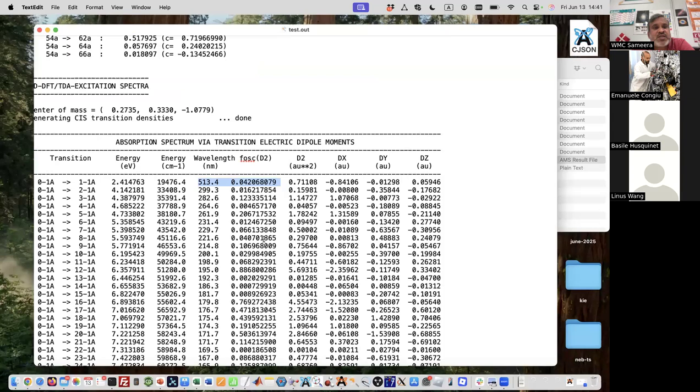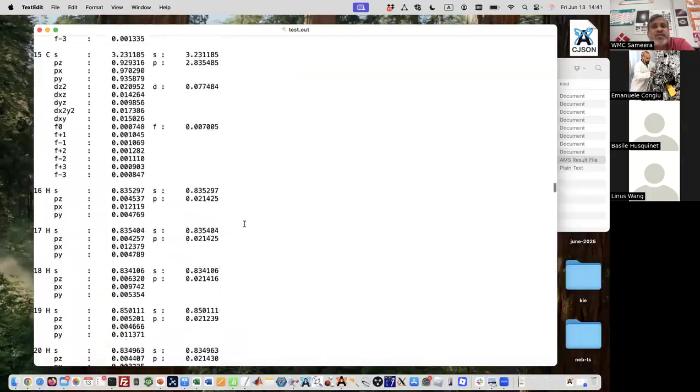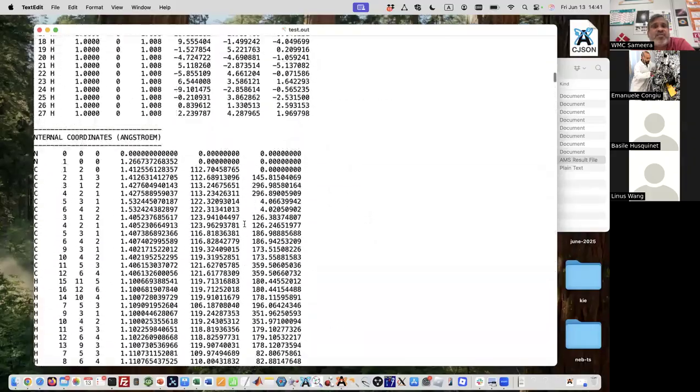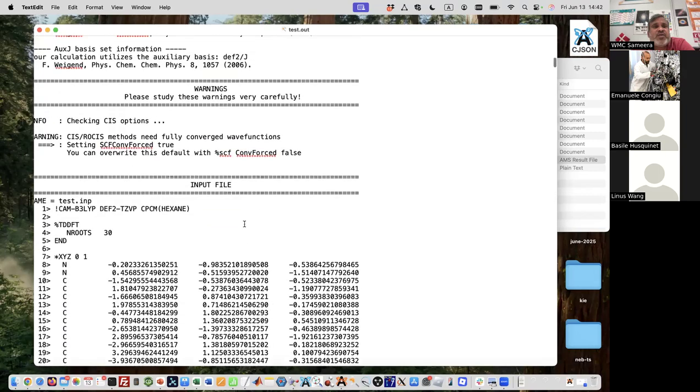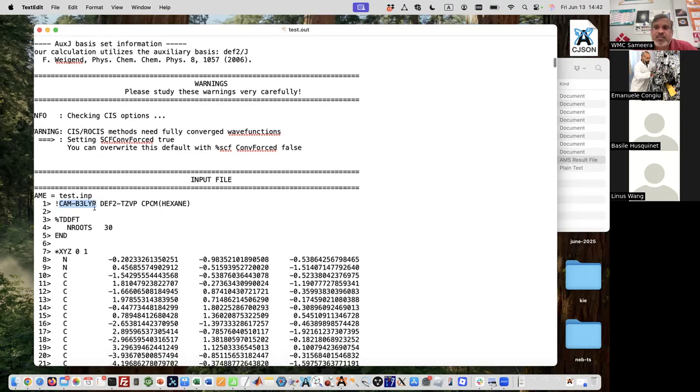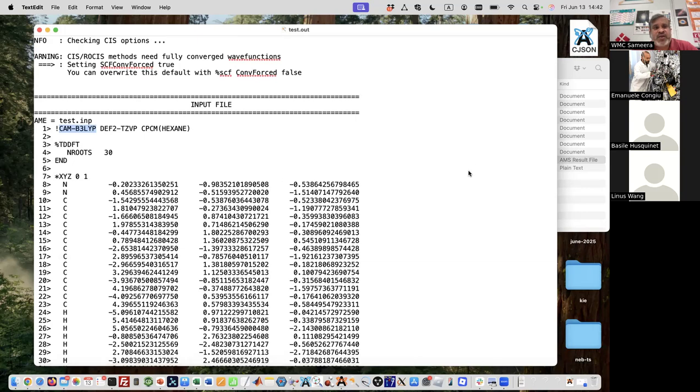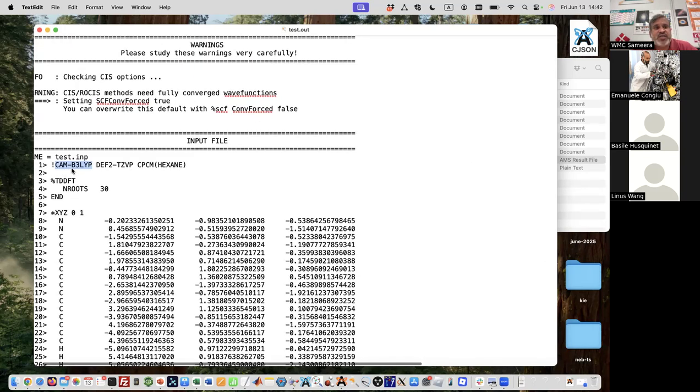And in my experience, computing UV spectrum is highly challenging because the results are really sensitive to the computational method. And here we are using CAM-B3LYP. When you change the method here, you may get completely different results. So it's quite challenging to compute excitations, and it's always recommended to try different density functionals here.